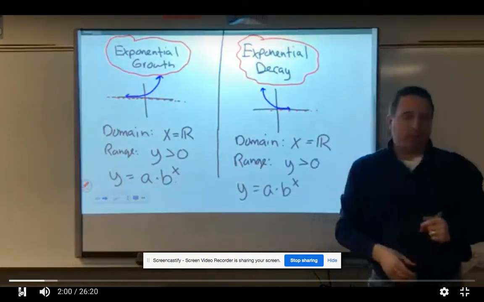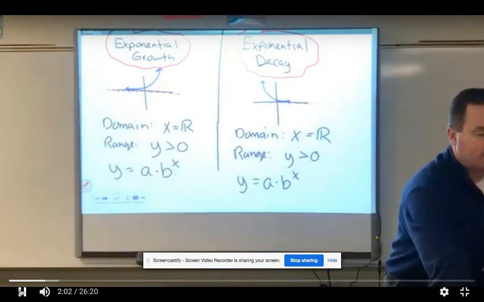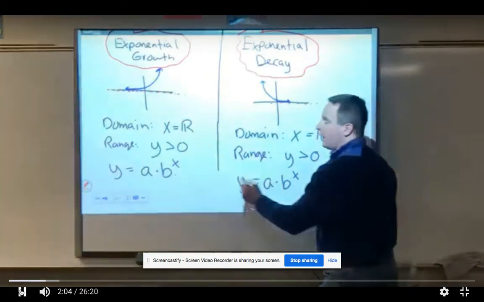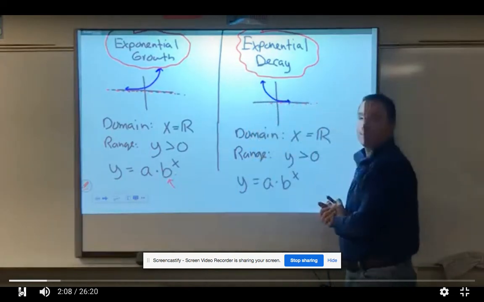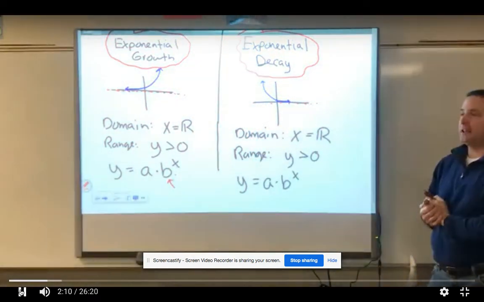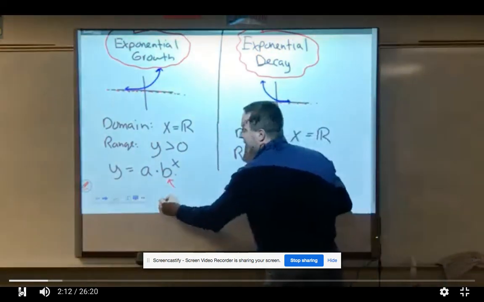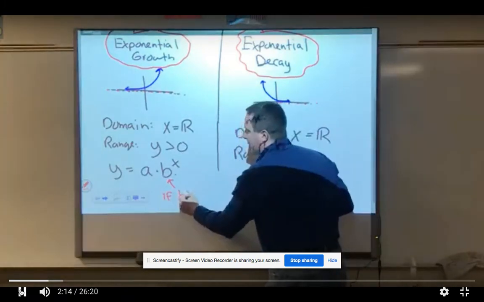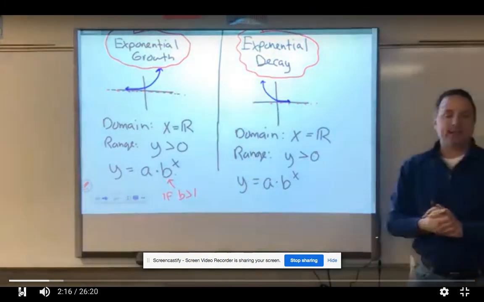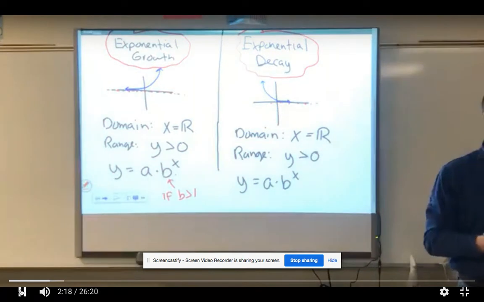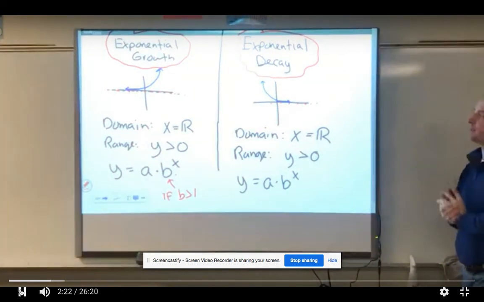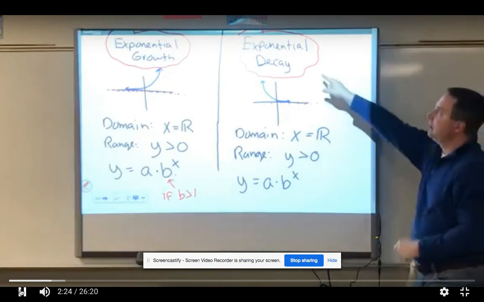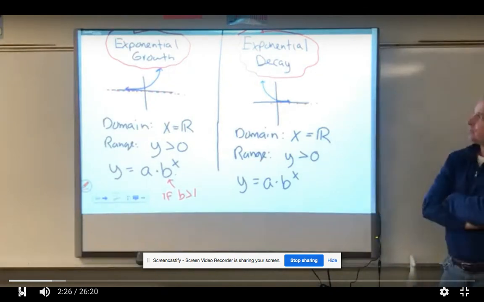Okay. And one last thing here, down here at the bottom of this equation, there's a way to tell if it's growth or decay by just looking at the equation of the function. And we're going to look at that letter b. Okay. If b is greater than 1, then it is an exponential growth function. Okay? So you can always graph it, but you can certainly tell by the equation, as we'll see here in a minute as well.